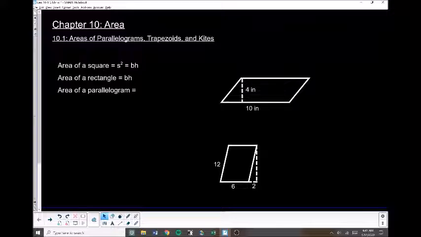Right, we're going to start our chapter 10. Chapter 10 is on areas. Pretty straightforward, but let's just dive into it. Let's start with things that we're very familiar with.